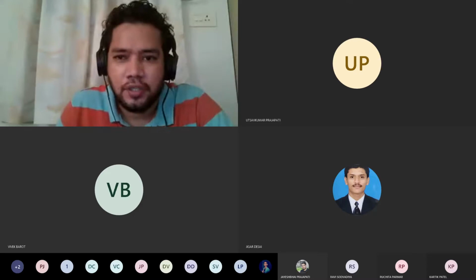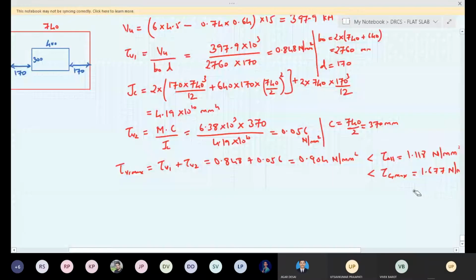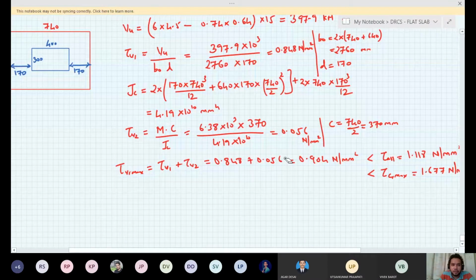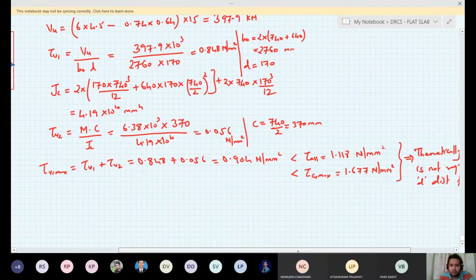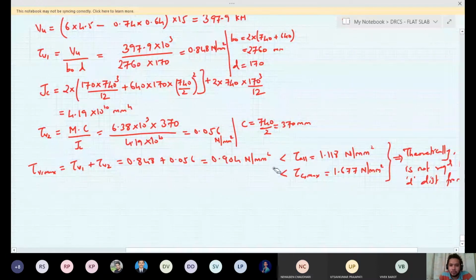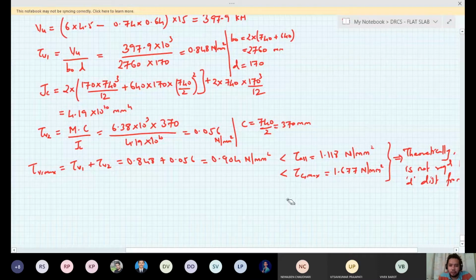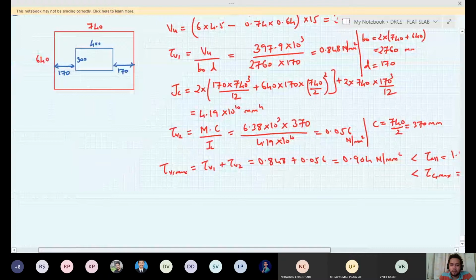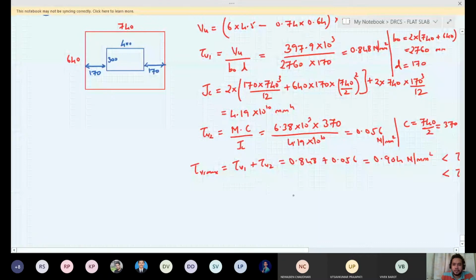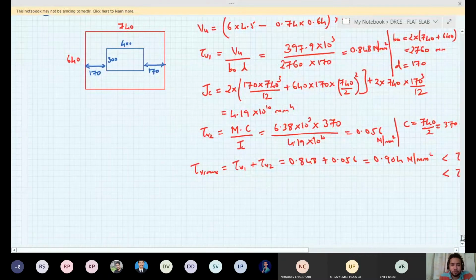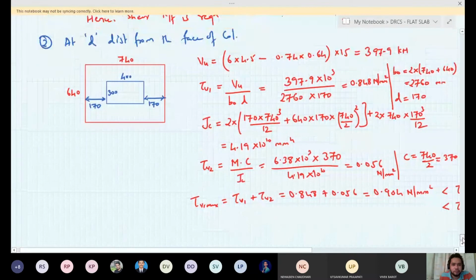Okay, so theoretically, we do not need any shear reinforcement beyond d distance from the face of the column. But as per the code, we are required to restrict the shear stress to only 0.5 of the allowable shear stress. So we have to take another section. Let us take another section at 2d from the face of the column.